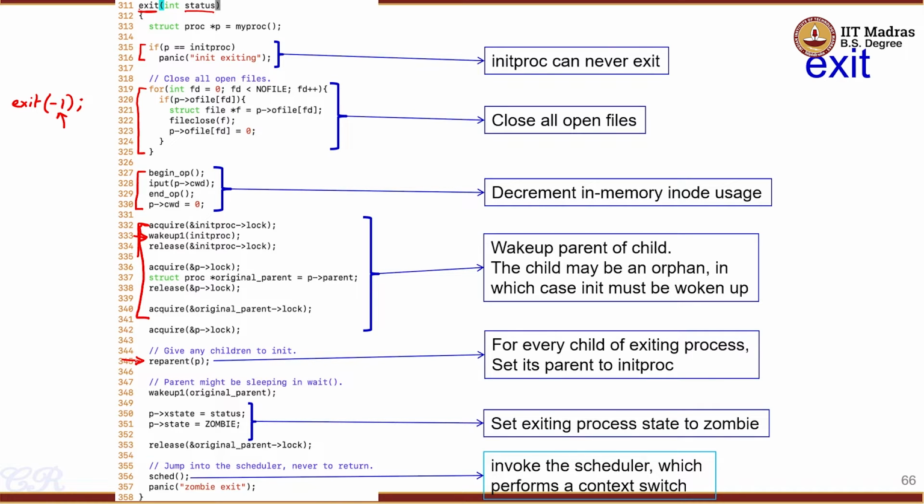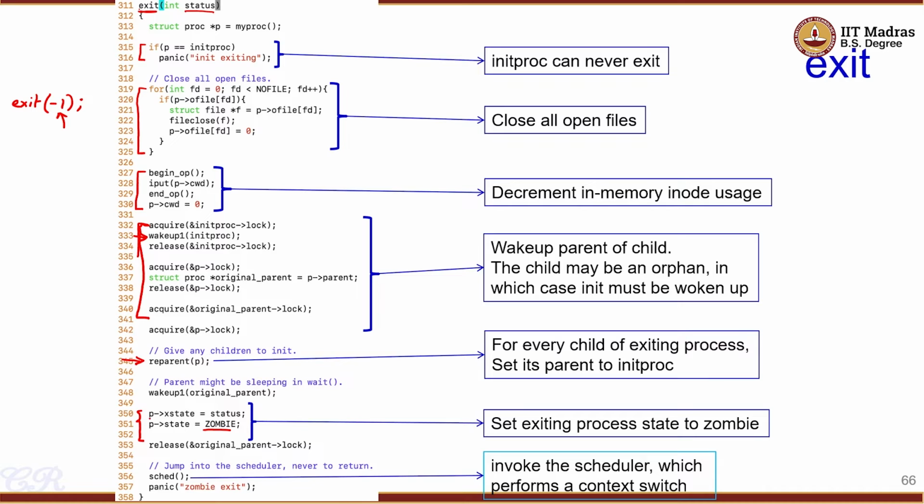Okay. Now there is a function called reparent. Essentially, it means that if the exiting process has any children, then the init process is going to be the new parent for all of these children. Okay. Here we are waking up the original parent, and this part is where we are essentially setting the state to that of a zombie state.